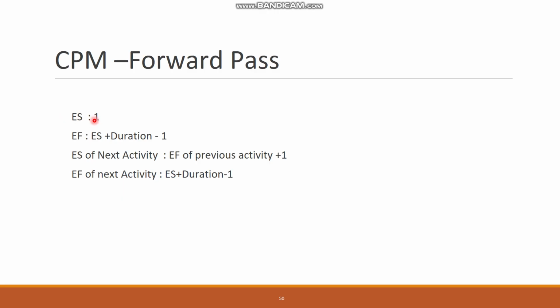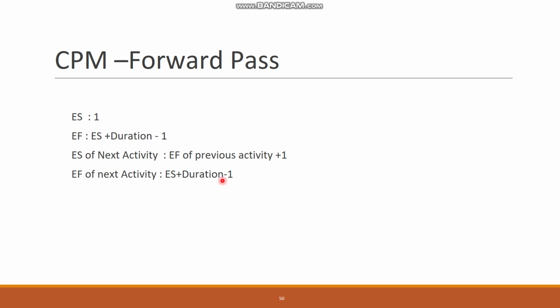You can start with one, and early finish will be the start time plus the duration minus 1. If you start with 0, you don't need to do this minus 1. If you start with 1, you do this minus 1. Early start of the next activity will be equivalent to the early finish of the previous activity plus 1, and early finish of the next activity will be early start plus duration minus 1.